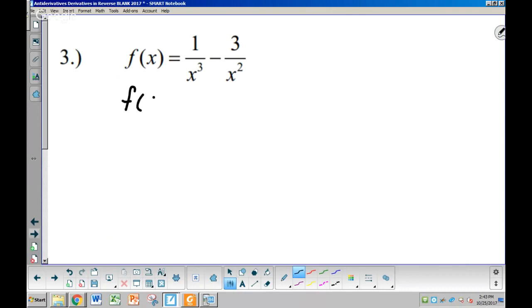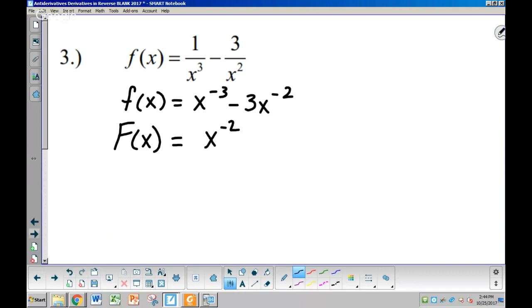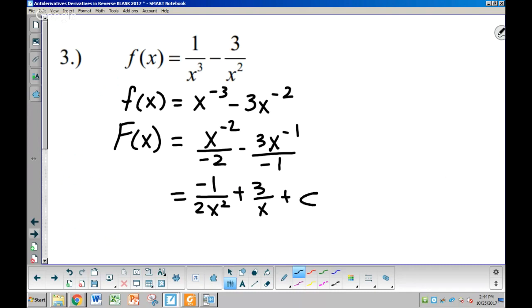I'm going to rewrite this as x to the minus 3 minus 3x to the minus 2. So capital F, or the antiderivative, is going to be, I'm going to raise the power 1, x to the negative 2 over negative 2, x to the negative 1, I'm going to put a 3 here, over negative 1. So let's simplify that. That's going to be negative 1 over 2x squared plus 3 over x plus c. And if we were to take the derivative of that, do we get the original? Yep. Amazing, isn't it?